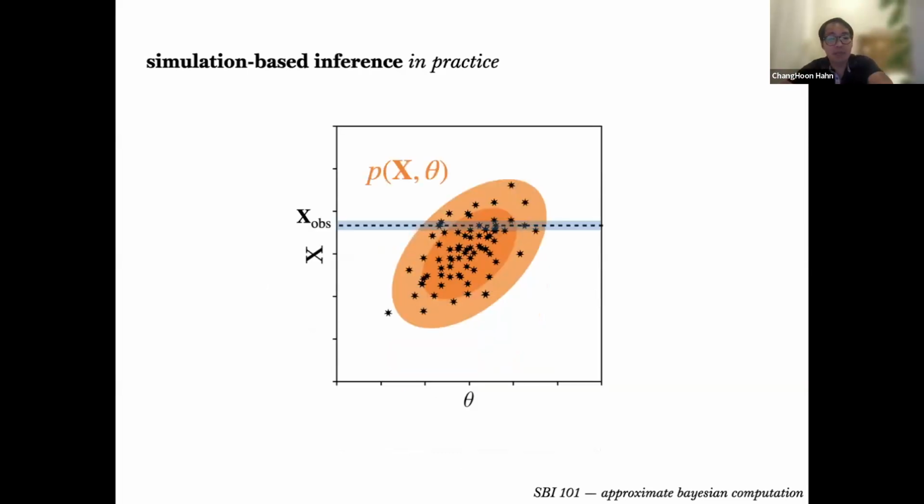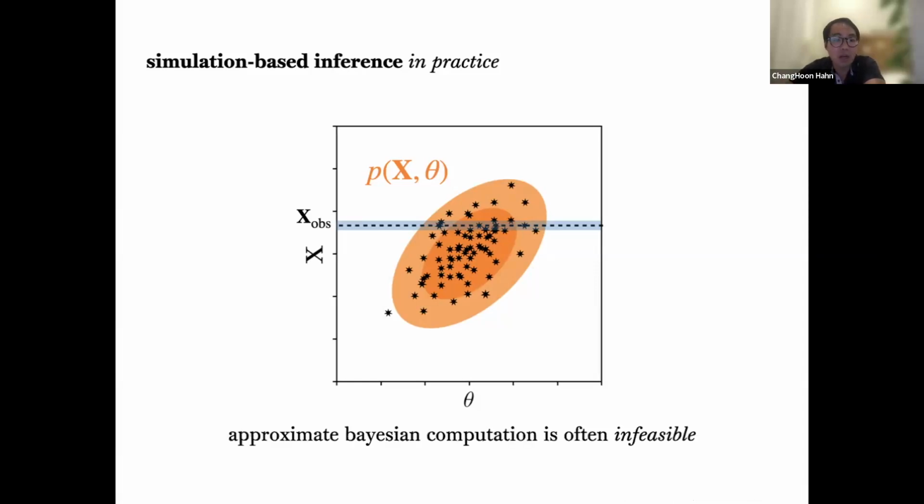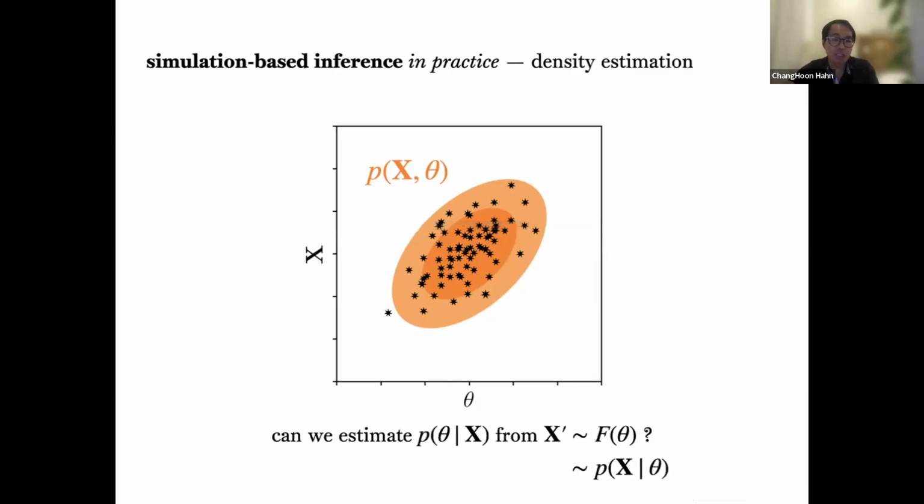Now, of course, in practice, this process of throwing out most of the simulations that you've generated is actually pretty infeasible. So instead, what you could do is reformulate the inference procedure as a density estimation problem. Can we estimate the posterior of theta given x from a number of simulations, which is equivalent to a number of draws from your likelihood?